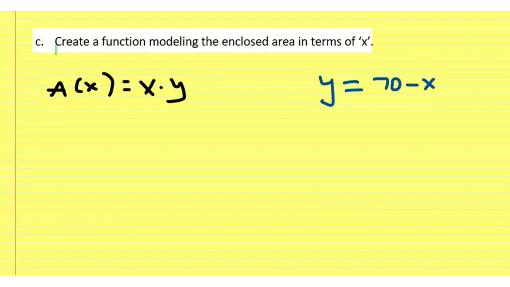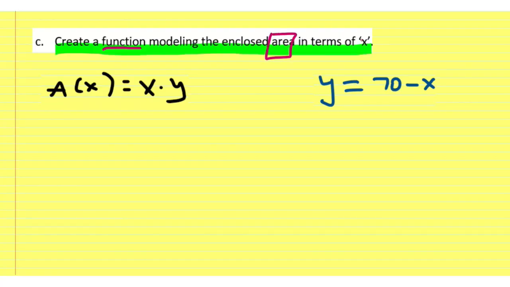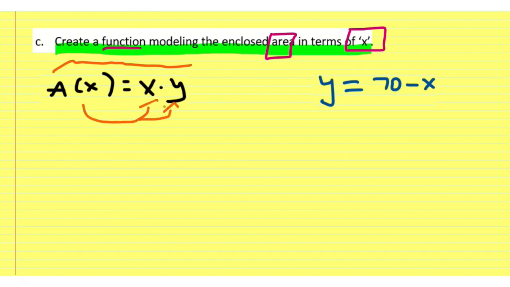Okay, step C says to create a function modeling the enclosed area in terms of x. So they want us to come up with a function that is an area and that it is in terms of x. So earlier we came up with this area function, A of x is equal to x times y. Well, this area function is in terms of x and it's in terms of y, but we need it to only be in terms of x. So while we were working with the perimeter, we solved for the y, and we came up with this expression that y is equal to that expression.